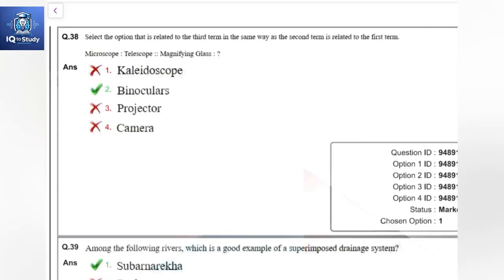Microscope is related to telescope. Similarly, magnifying glass is related to binoculars. Here, microscope is used for viewing very small objects, while a telescope is used for viewing very distant objects. Similarly, magnifying glass is used for viewing small objects, while binoculars are used for viewing distant objects. So option 2 is correct.